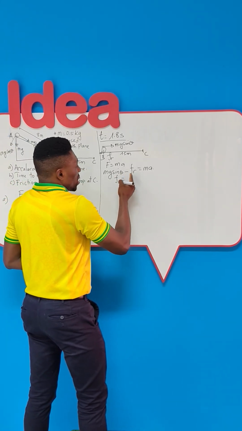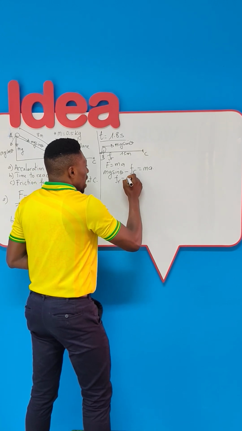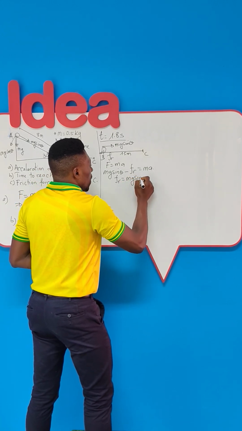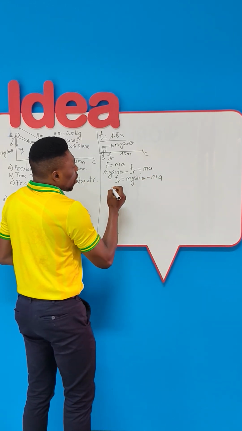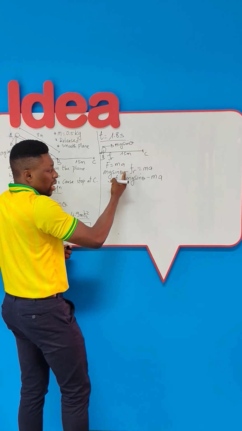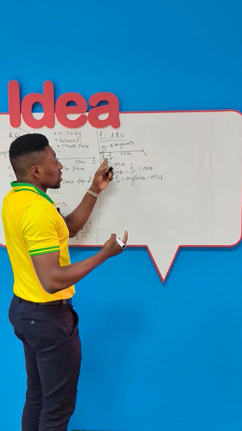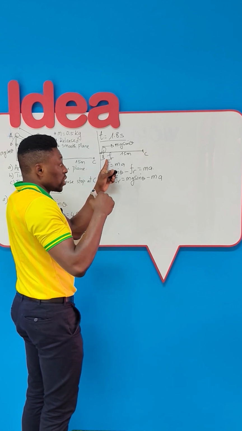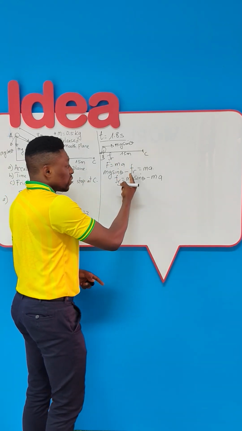If you make Fr the subject of the formula here, you're going to have that Fr will be mg sin theta minus ma. Now let me ask you a question. Do you know why Fr has a negative sign? Of course, it's simply because we know that Fr, the frictional force, opposes the motion. So it takes a negative sign.